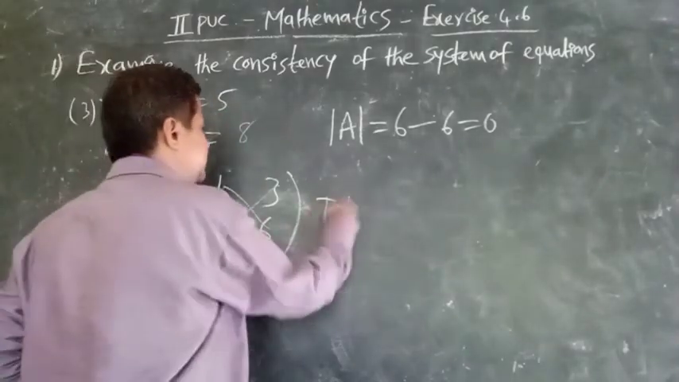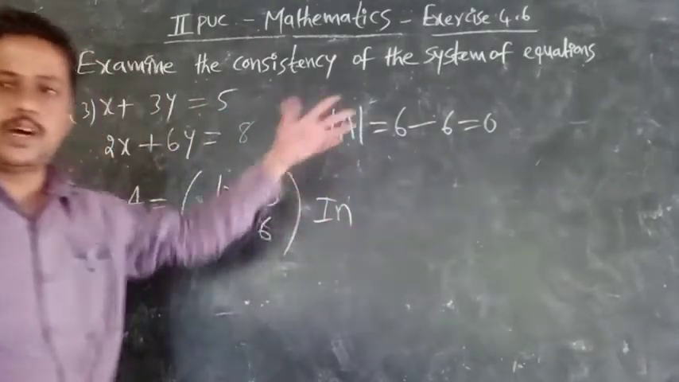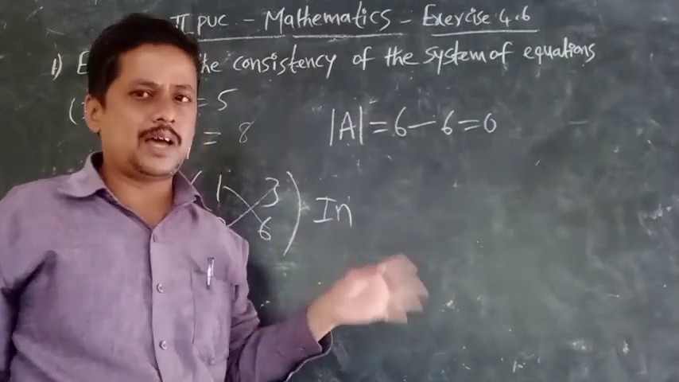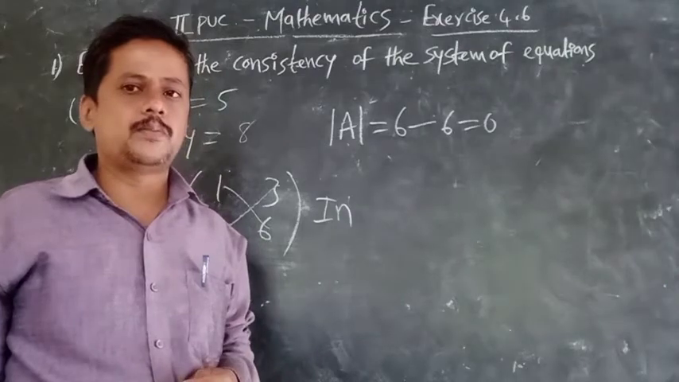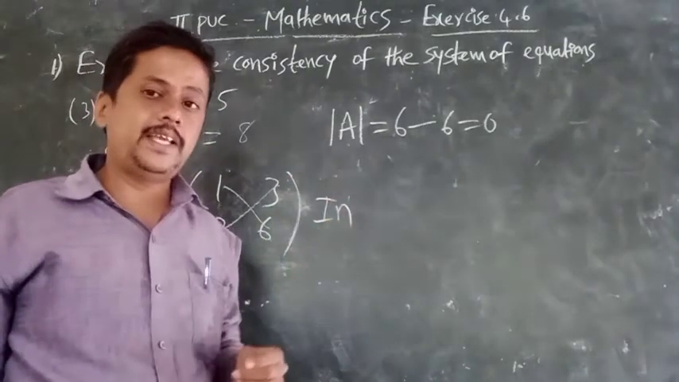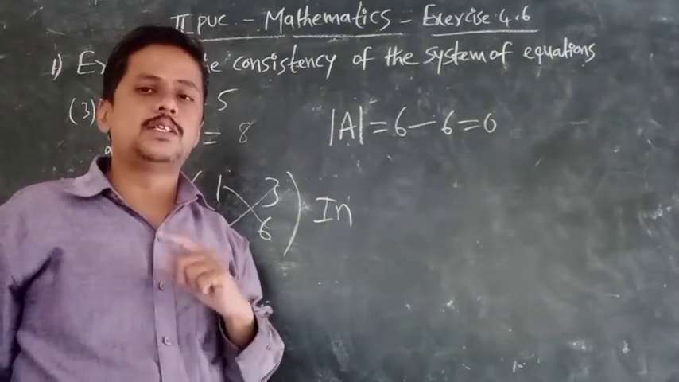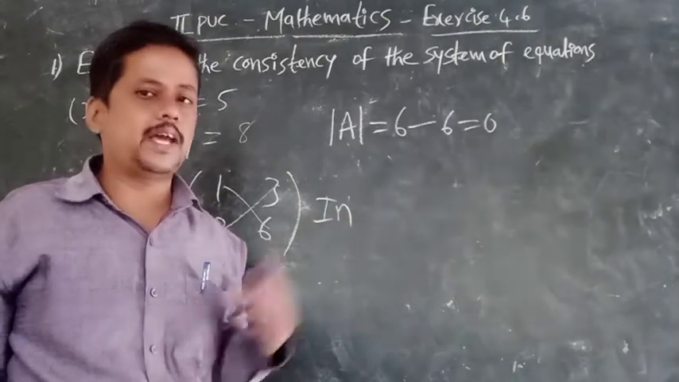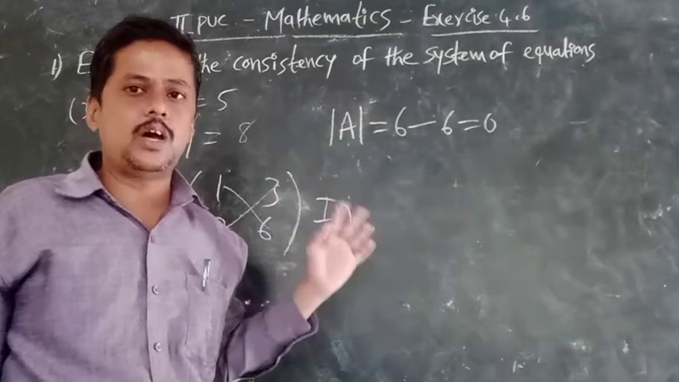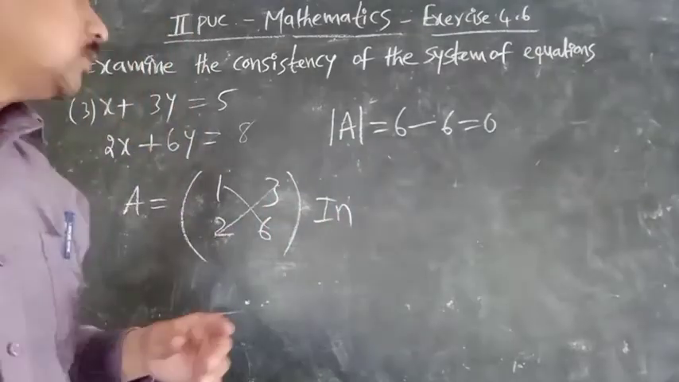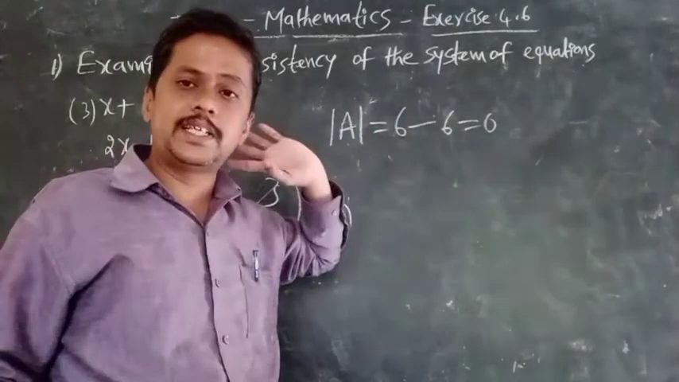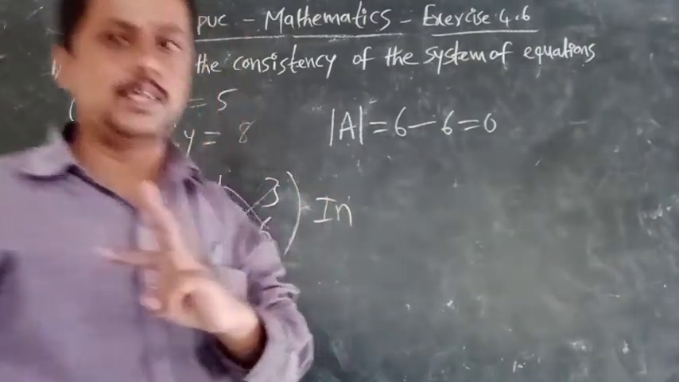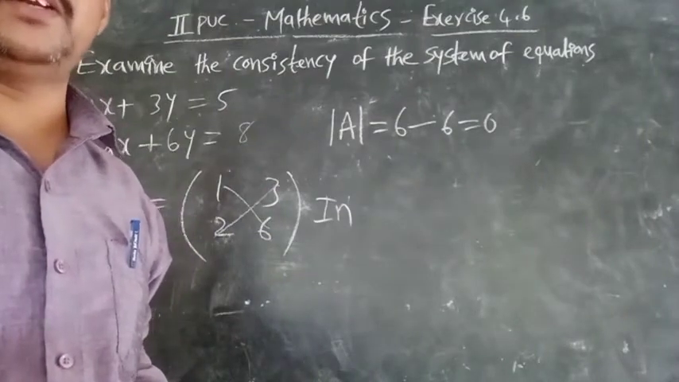Inconsistent. Then A into adjoint is done, but that is somewhat difficult, so stop here itself. Learn up to here. Det A is equal to 0, therefore the system of equations is inconsistent. Like that we have to analyze. If det A is equal to 0, inconsistent; if det A is not equal to 0, consistent. I will give the homework also. Three homeworks are there. Just wait.